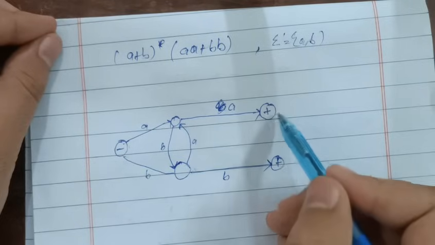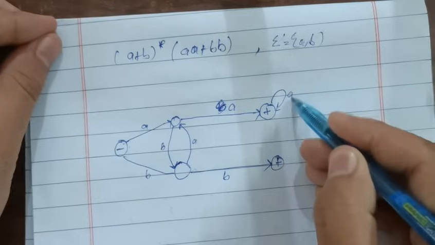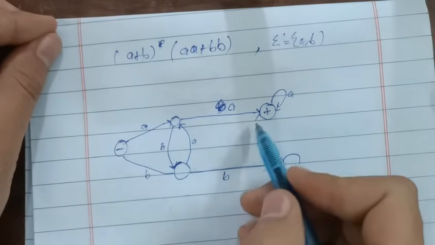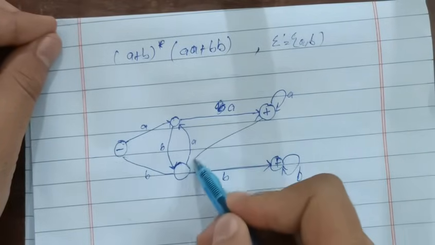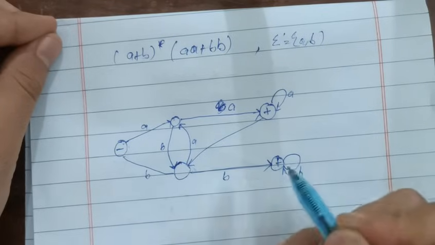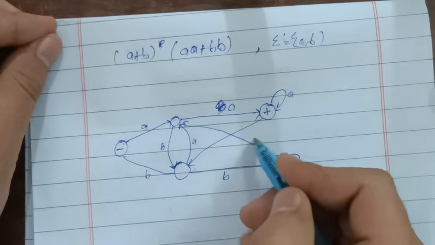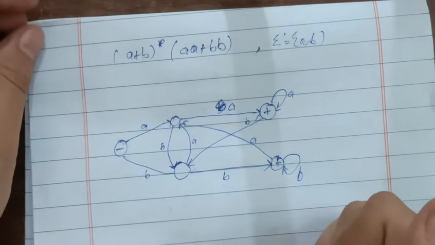Now this state is remaining. If A comes at the end, it is okay, and if B comes at the end, it is okay. But if B comes at this state, then it will come here, and if A occurs at this state, then it will go over here. So let me write A over here, and this is B over here. So this is the finite automata.